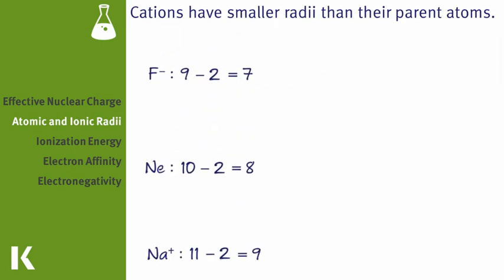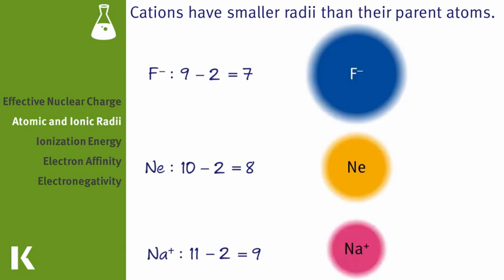The effective nuclear charge is inversely related to atomic radius, so the fluorine anion would have the largest atomic radius, neon the second largest, and the sodium cation would have the smallest radius. Keep in mind this important takeaway. Anions will generally have larger radii than their neutral atoms, and cations will generally have smaller radii.